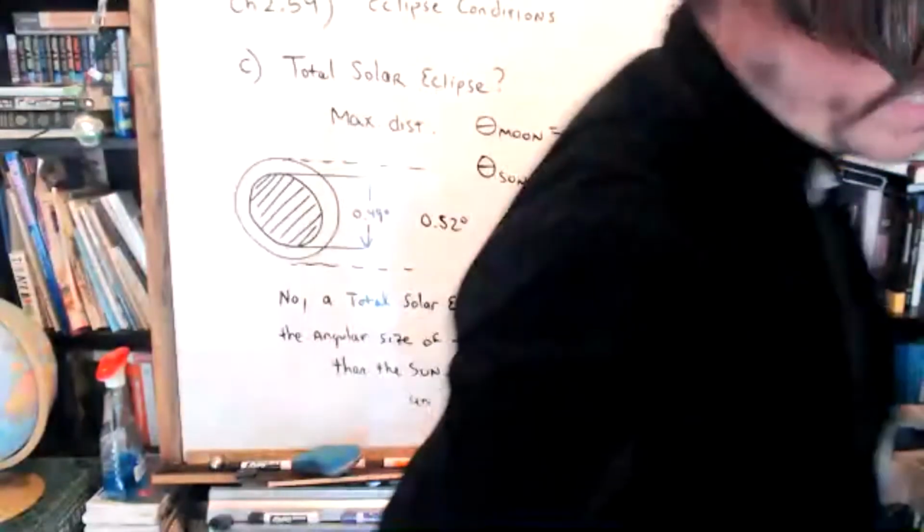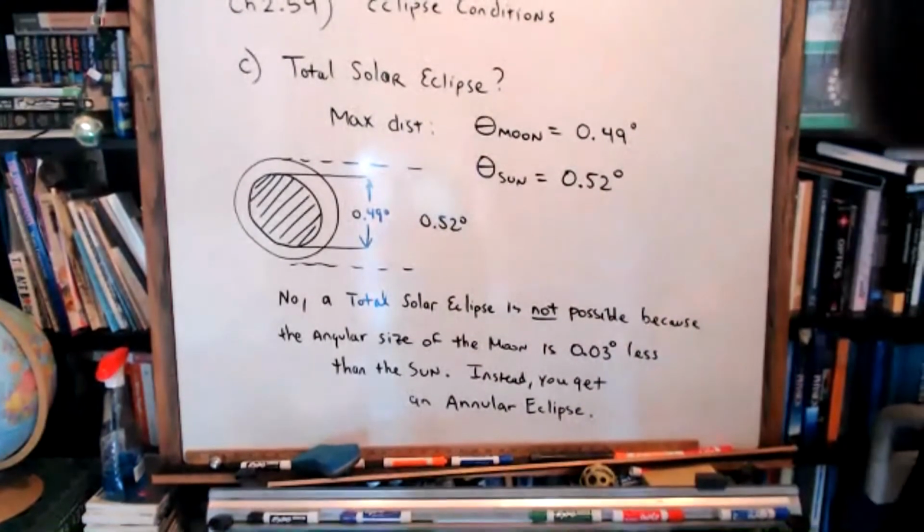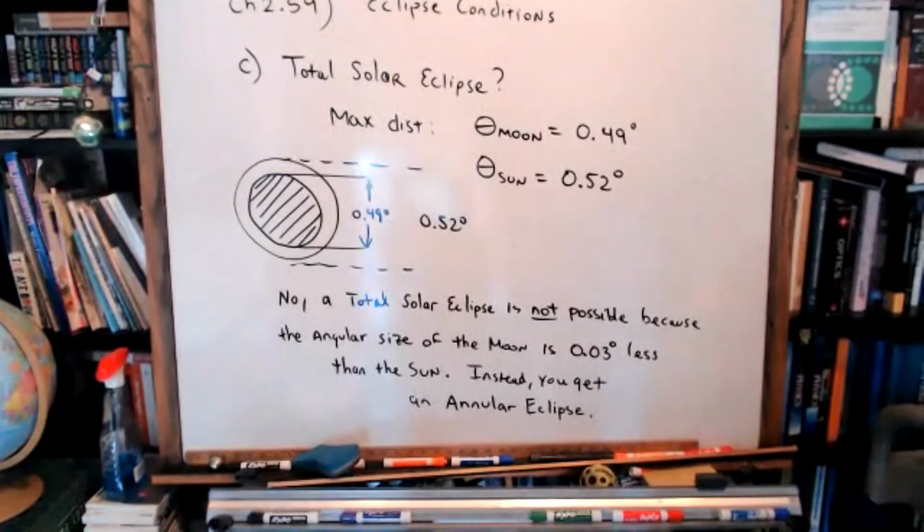So that teaches us the conditions under which an annular eclipse happens. Not only do you need to have an eclipse, but that eclipse has to happen when both moon and sun are at their farthest distances. Or at least the moon has to be at its farthest distance.